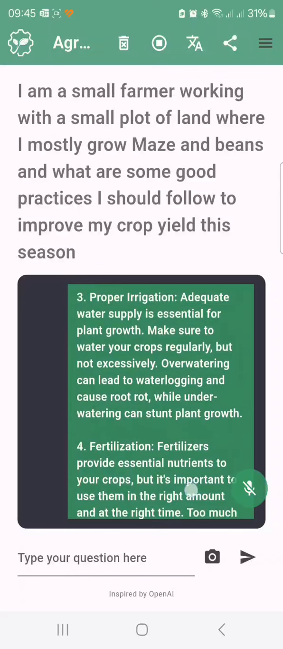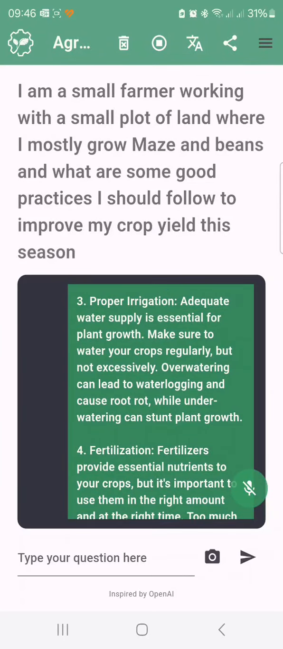3. Proper irrigation. Adequate water supply is essential for plant growth. Make sure to water your crops regularly, but not excessively. Overwatering can lead to waterlogging and cause root rot, while underwatering can stunt plant growth.